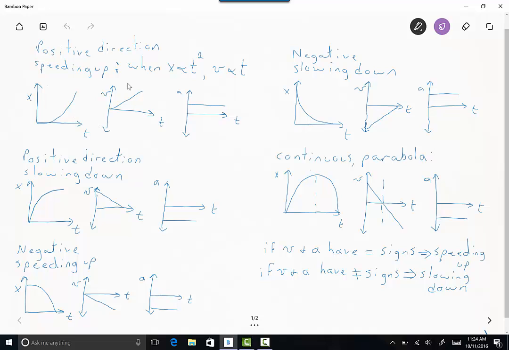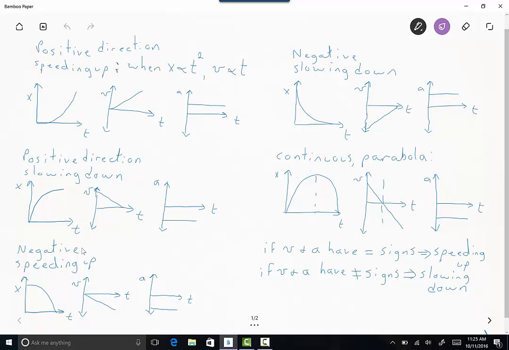And if you have something that looks like this, then you know that x is proportional to t squared. That sign there means proportional. So x is proportional to t squared, and v is proportional to t. So those are the equations that you would have with them. If you have a situation where the object has positive direction but is slowing down, these are the three associated graphs. The x slows down, the v is again a straight line but decreasing, and acceleration is a horizontal line.